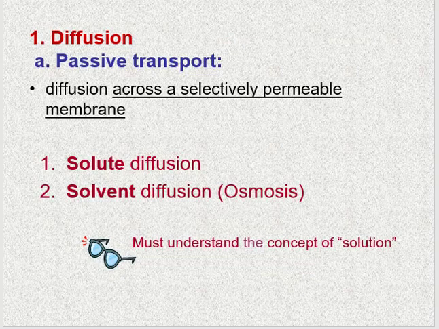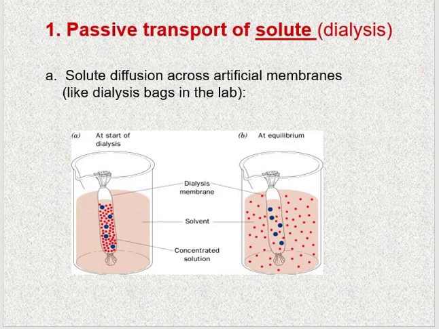Now, there are two types that we're going to talk about. There's solute diffusion and solvent diffusion. Now, if you think about the characteristics of a solution, you have to have a solute, which is something that will dissolve in a solution, and you have to have a solvent, which is the substance that will be doing the dissolving. Typically, we use something like water, or water mixed with something else, as a solvent. So the passive transport of the solute involves small particles moving through a solvent in order to reach an equilibrium.